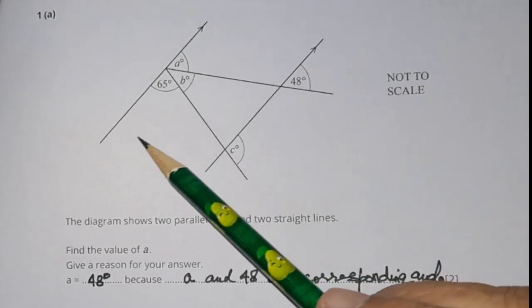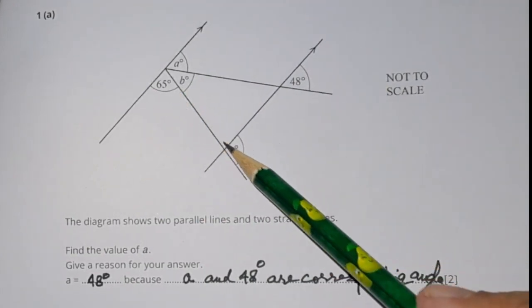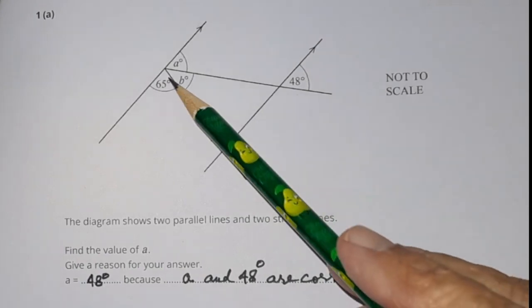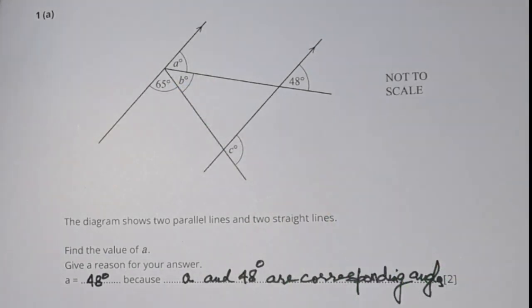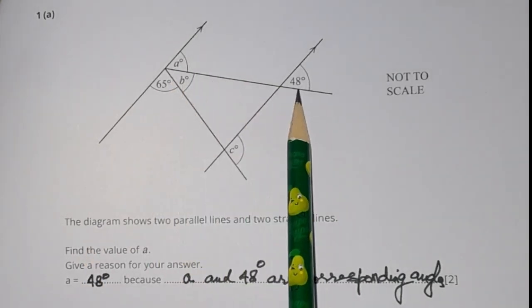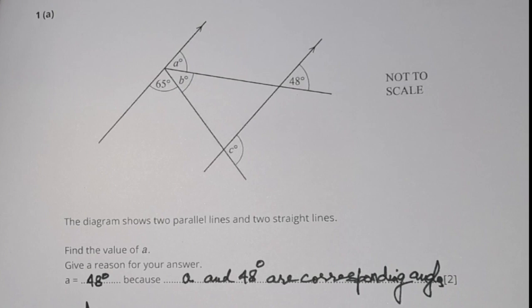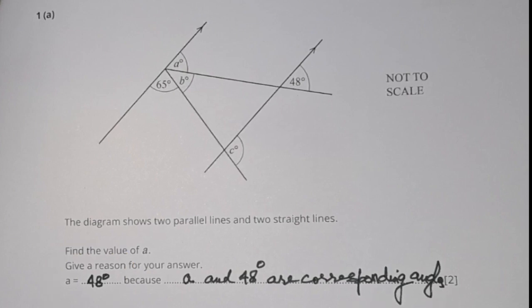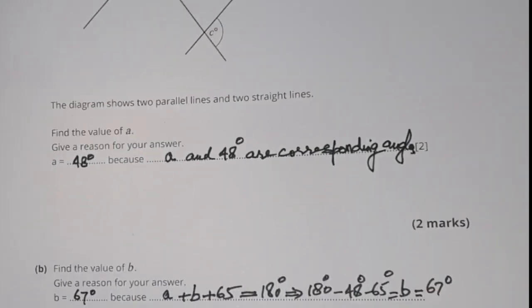So these are two parallel lines and these are two transversal lines. They meet at this point, and the question is asking for angle A. Now look at this. Angle A is a corresponding angle to 48. So we write down A equals 48 degrees because A and 48 degrees are corresponding angles, and get 2 marks for this. Then we go on to part B.